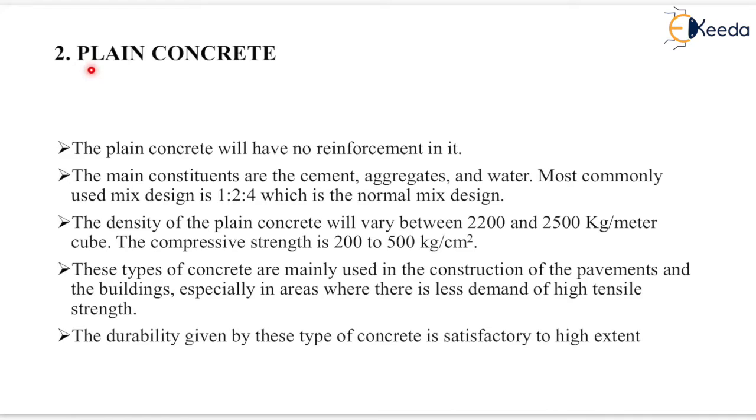Now the second one is plain concrete. The plain concrete will have no reinforcement in it. It is generally used as the base of the foundation. Now the main constituents are the cement, aggregates and water. Most commonly used mix design is 1:2:4, which is the normal mix design. The density of the plain concrete will vary between 2200 to 2500 kg per meter cube. The compressive strength is 200 to 500 kg per centimeter square.